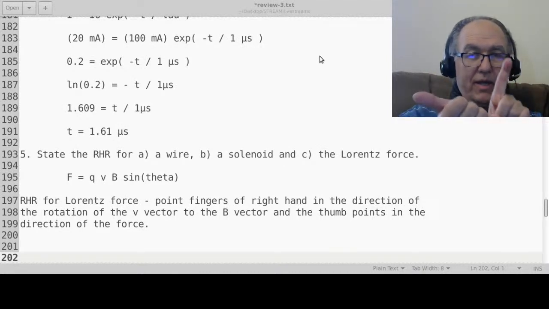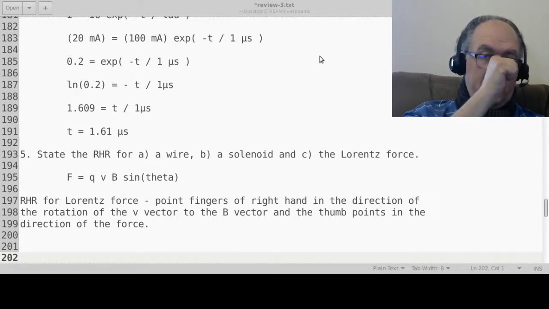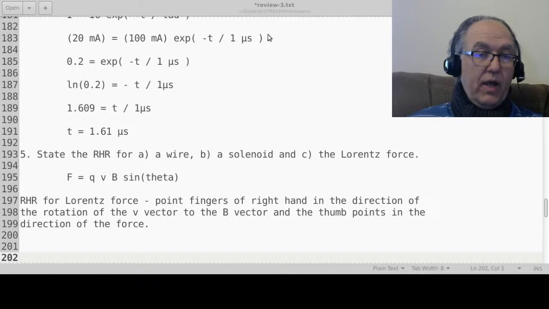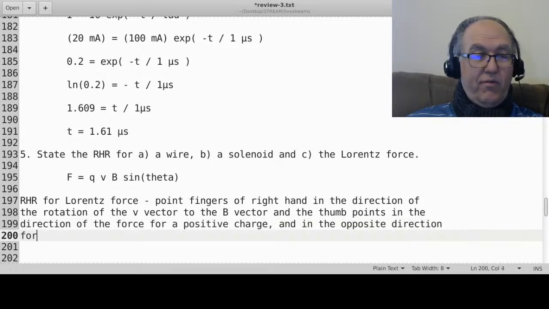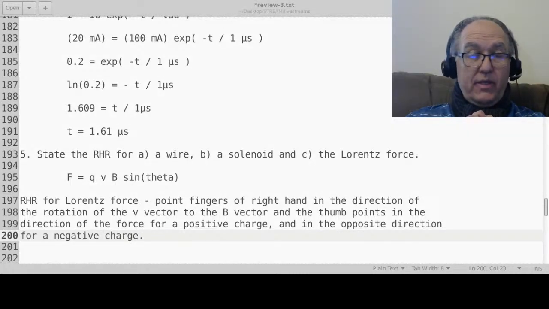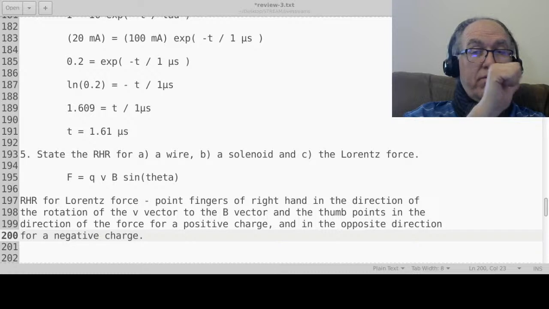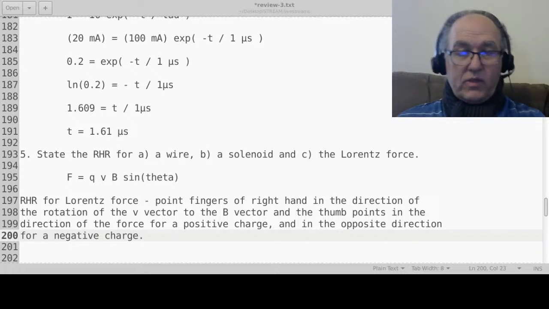So we've got V one way and we have the magnetic field the other way, and we're rotating V to B and point the fingers in the direction of the rotation, and the thumb is going to point the force in this case towards me. Okay, and for a positive charge, that's the other part. So we'll add that for a positive charge, and in the opposite direction for a negative charge. So after you've done all your magic with your hands and you've decided, oh, the force is this way, say towards me, then you're going to say, oh, but it's a negative charge, so it's the other way around. Okay, so that's the right hand rule applied to the Lorentz force.